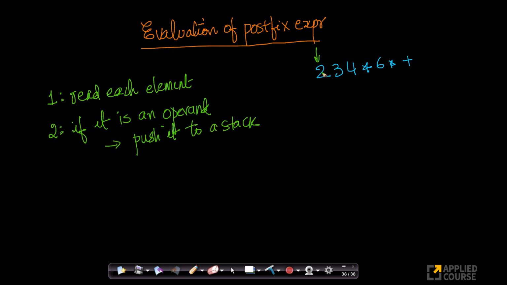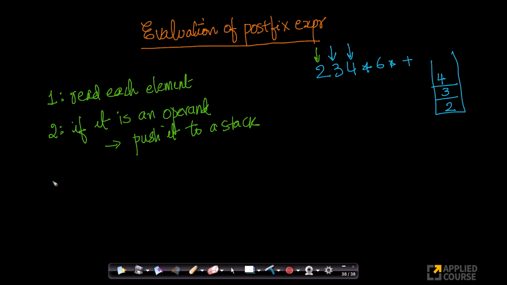So first I read this. This is an operand. So I'll keep a stack here, and I'll simply push 2 onto the stack. Okay, 2 is now on the stack. So this is processed, right? Now I'll read this. This is also an operand, so I'll push it onto the stack. Next, this is an operand, right? Because it's not an operator. So push it onto the stack.